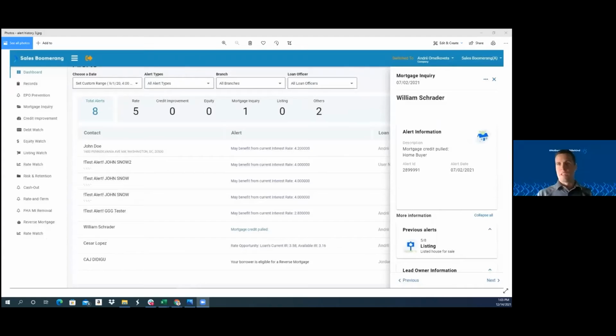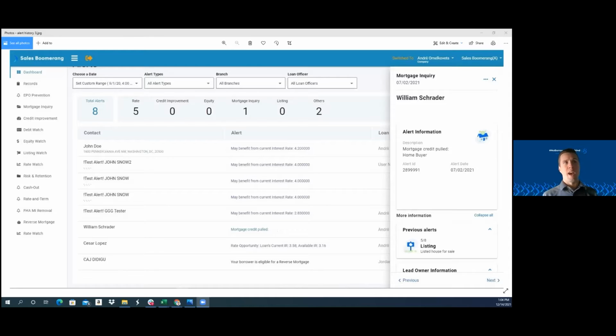So I just wanted to take a minute to go over a recent feature release with you guys that we're really excited about. I'm sure some of you have noticed it because it's been released for a couple weeks now. But on our alerts dashboard, can you guys see the screen, Pablo? Looking great. Perfect. So we have an example alerts dashboard right here. You can see we've clicked into William Schrader's mortgage inquiry alert. What we've added is this new section called previous alerts, and this is going to give you a snapshot of all the previous alerts that a specific borrower has triggered in the past.